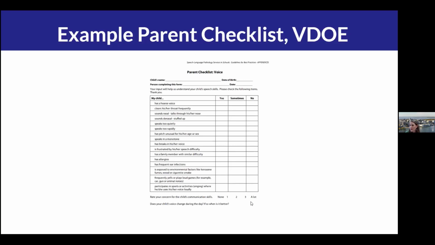This is a little simpler. It's a parent checklist. So if we were looking at measures to involve the parent, this would be something that they could respond with. Does he have a hoarse voice? Do they clear their throat frequently? Do they speak too quietly? Are there breaks in the voice? All of these things would help us determine what impact parents are noticing, what impact is happening at home.